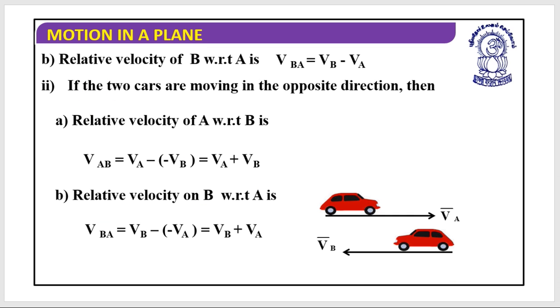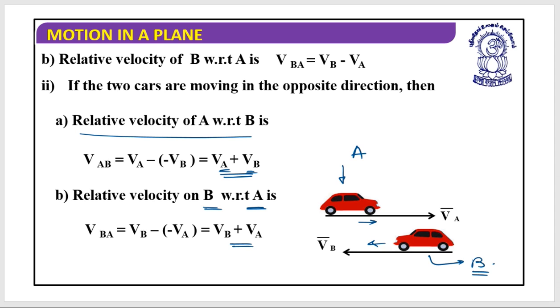If two objects are moving in the same direction, I subtract their respective quantities. Now look at this situation: this is car A and this is car B, moving in opposite directions to each other. This one is moving in positive x, and this is moving in negative x. So when I try to find the relative velocity of A with respect to B, I just add their velocities. VAB equals VA plus VB, and in the same way, the relative velocity of B with respect to A is VB plus VA.